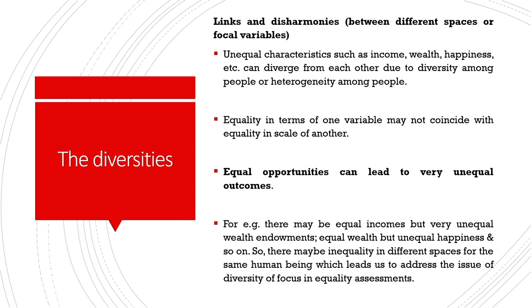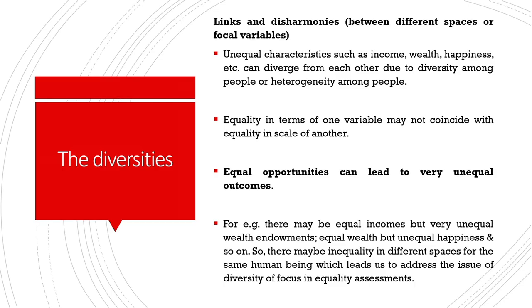In the context of these human diversities, Sen also talks about the links between the different focal variables, or the links between the different spaces. So, for example, if a focal variable is GDP in one context, and we take another focal variable, let us say access to education, we must also understand that there are links or disharmonies between these two focal variables. We have seen many examples where the levels of education may be very high in a certain country, but the average levels of income may not be very high. Whereas income levels may be very high due to concentration of income among a few wealthy individuals, but the average levels of education in a country may be very low. So, this is an example of how there may be disharmonies between two focal variables or two different spaces, which Sen is referring to in the context of links and disharmonies.